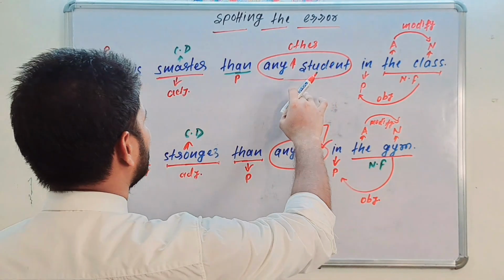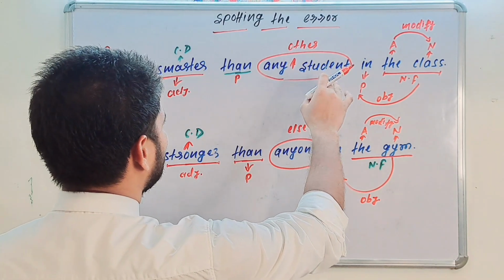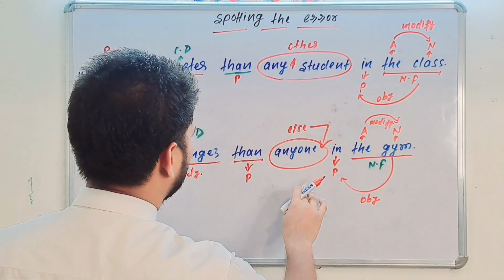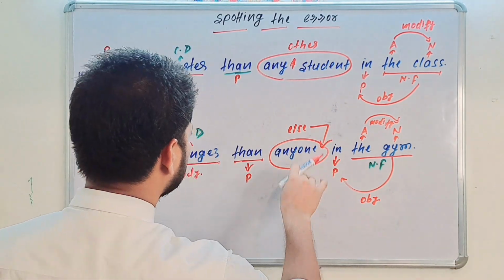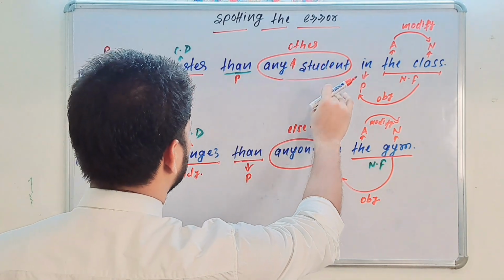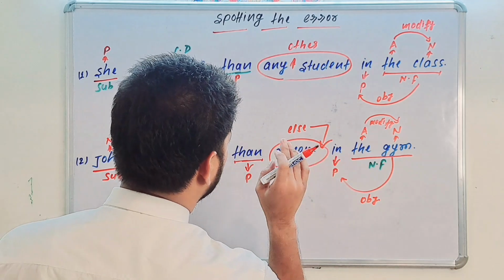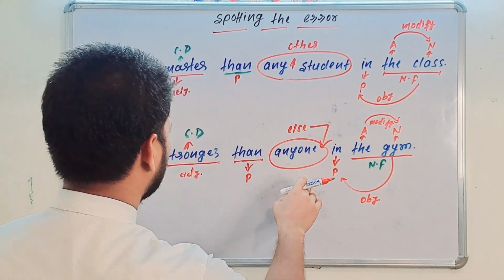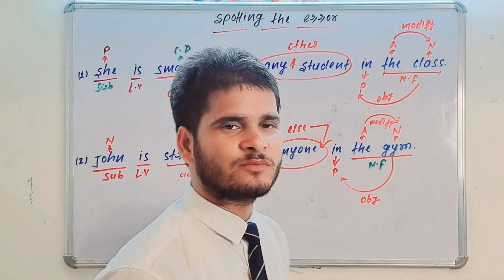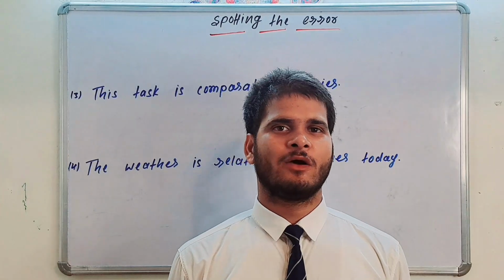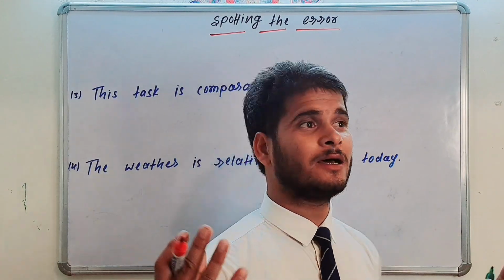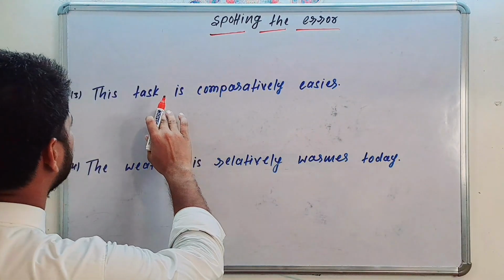Now let's move to the third sentence and understand another most important rule of English grammar. First error part here, any student. Second error part, anyone. Use any other student in place of any student, and use anyone else in place of anyone. Now let's learn the third most important rule.